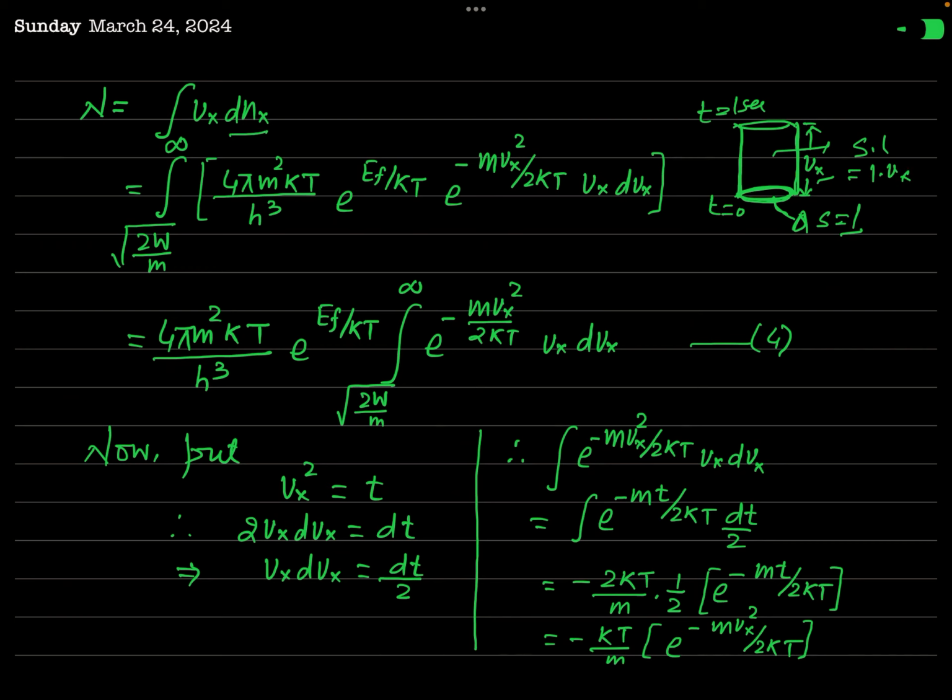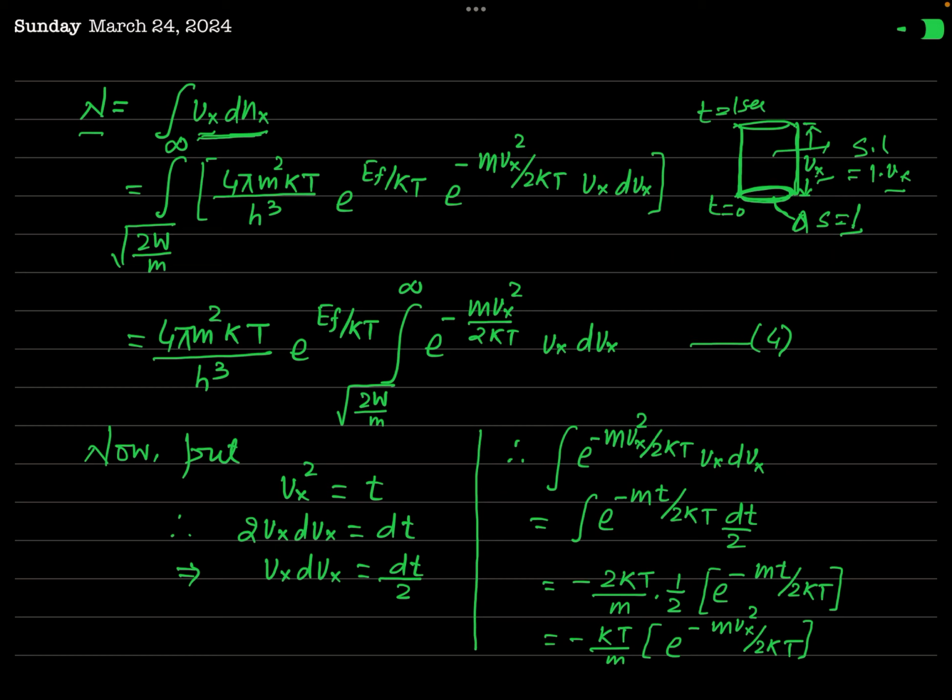So Vx is the volume, and dnx is the number of electrons per unit volume whose velocity in x direction lies between Vx and Vx plus dVx. So when you multiply Vx by dnx, you will get the number of electrons passing per second through unit area in x direction. Okay, in x direction. But only those electrons whose velocity lies between Vx and Vx plus dVx. And if your aim is to find the total number of electrons, then you must integrate it for the entire range of velocity. So N will be equal to the integral of Vx into dnx. Have you understood this point or not? Vx here represents the volume because this is Vx times 1.